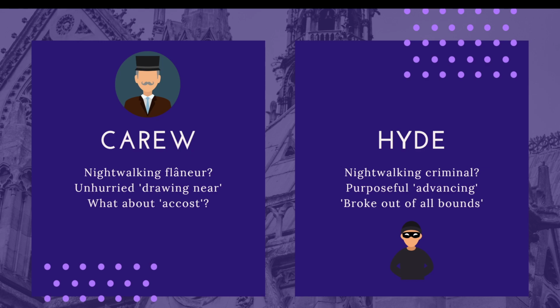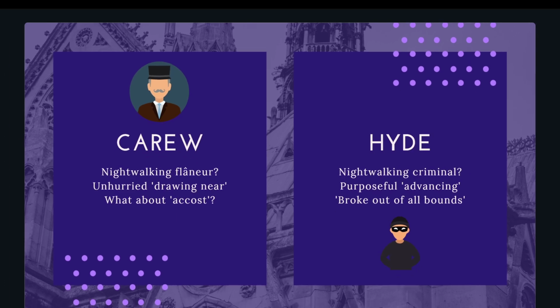And in fact, there is a sort of ambiguous duality to Kura himself. The unhurried, respectable, high social position flâneur, and yet accosting someone in the street. He has that possible criminal aspect to him too. On the other hand, Hyde, very much the night-walking criminal, that purposeful, direct, advancing, moving through the city, clearly going somewhere. Notice as well how extravagant his behaviour is, that breaking out of all bounds, using night as an opportunity to engage in that kind of boundary breaking behaviour.